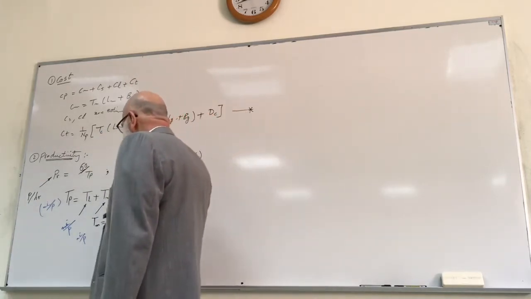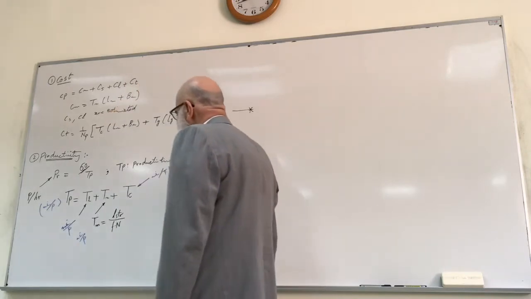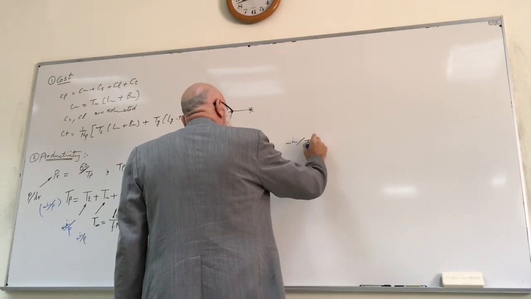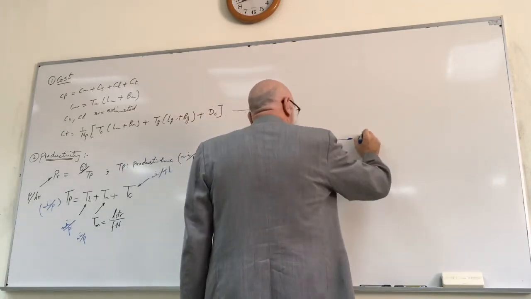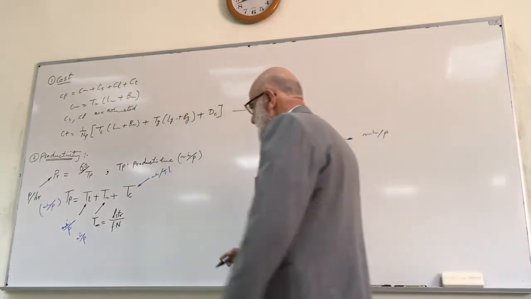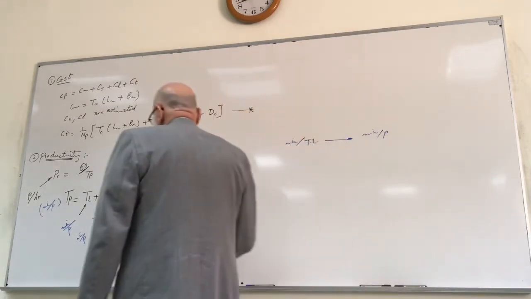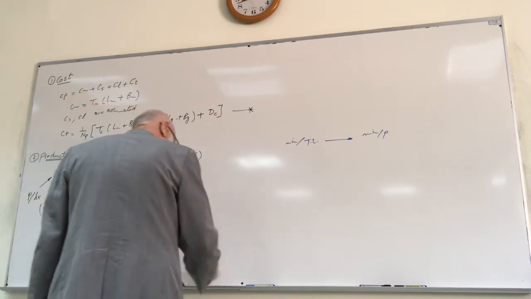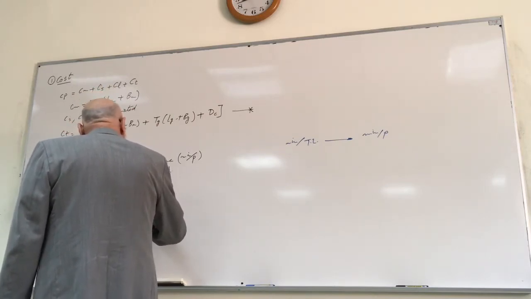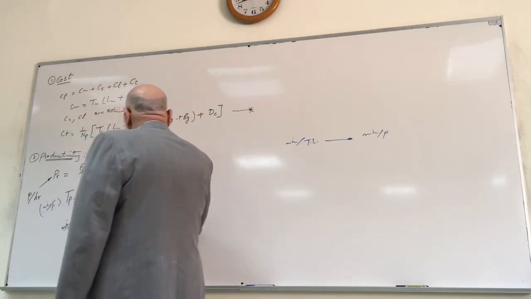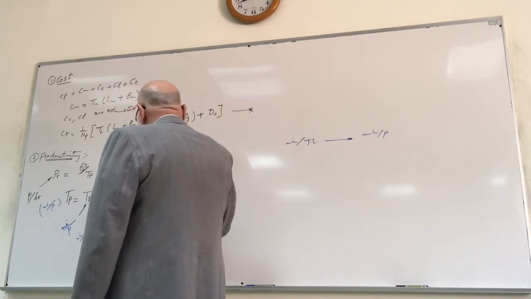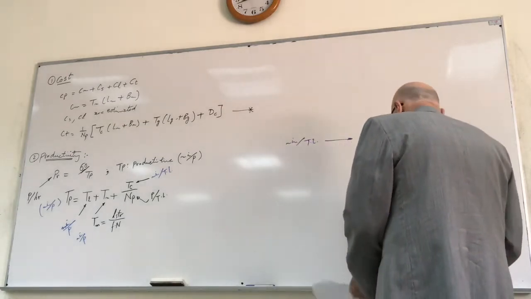How to convert into the major units, minutes per piece? I have minutes per tool life and I want to convert into minutes per piece. What should I do? Something relating the piece to the tool life. What is it? NP. Therefore, it should be divided by NP: TC divided by NP. Whenever you see TC, you should associate it with NP. NP is the number of pieces per tool life. See if that works out.